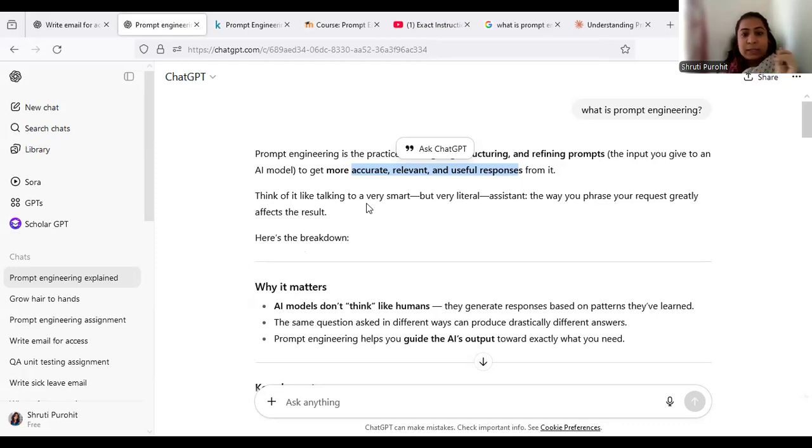Now think of it like talking to a very smart but very literal assistant. The way you phrase your request greatly affects the result. Consider your manager is sharing some tasks with you and explaining them. Similarly, we collect requirements from the client, understand and process them, and give the application or product to the client. In the same way, we give instructions and requirements to the AI, and the AI gives an accurate, relevant response to us.